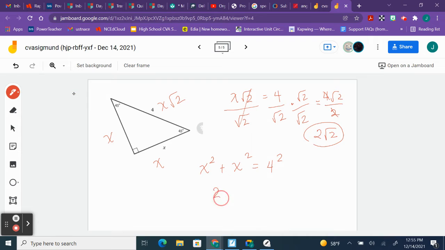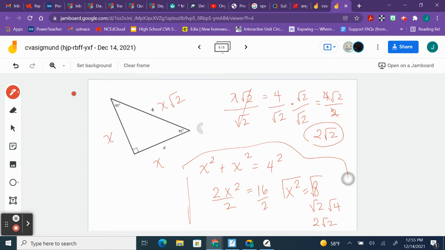So then you would have 2x squared equals 16. You can divide by 2, so x squared equals 8. Take the square root, and then you have to simplify that again, which would be the square root of 2 times the square root of 4. The square root of 4 is 2, so it's 2 square roots of 2. This is the Pythagorean theorem way of solving that problem. Again, it's sort of whatever sticks for you.